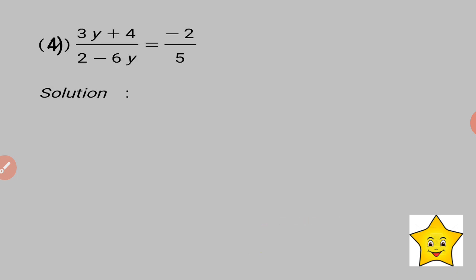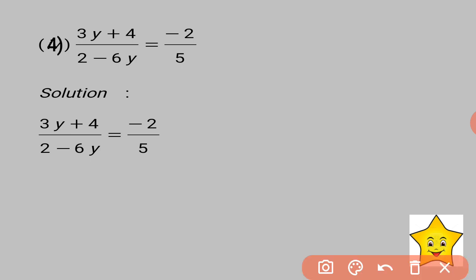Some more examples are to be solved. The fourth one here. The rest of the questions are also quite interesting. You can give them a try. Again, if you study this equation, y is there in the denominator. So we have to remove it from the denominator. Again, one term on the left hand side, one term on the right hand side. So the method to be used is the cross multiplication method.